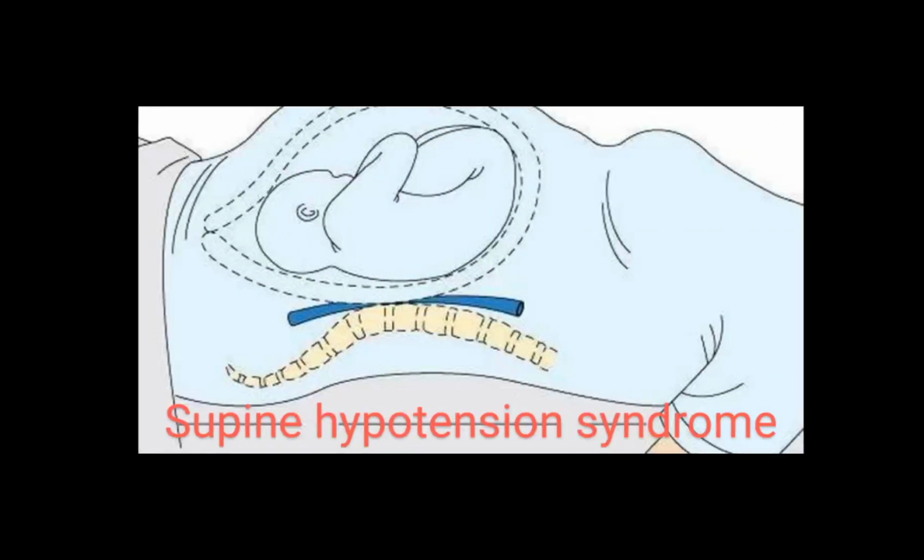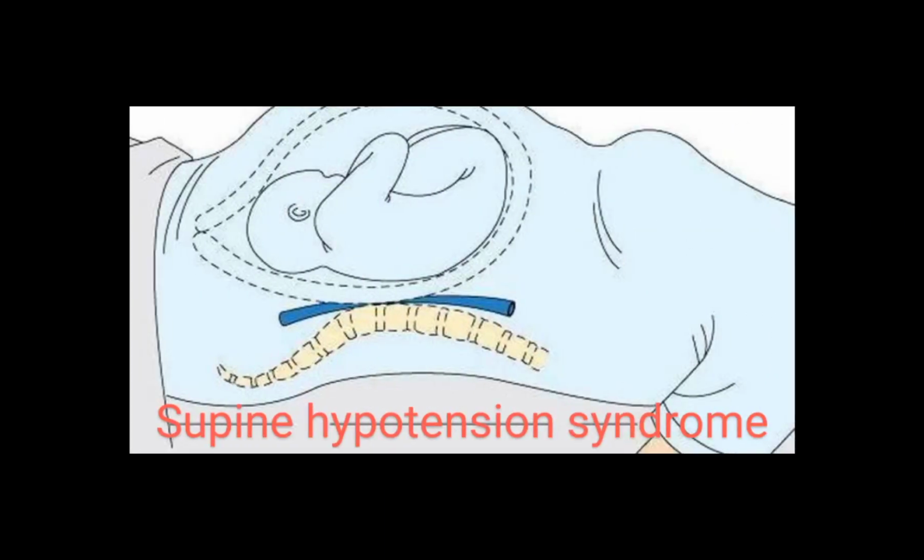Okay. Then this is the image of supine hypotension syndrome. In this image, we can see the pregnant lady is lying flat and straight on the bed. So her vena cava is compressed. And in this case, in the supine hypotension syndrome, that is in the supine position, the blood pressure will come down and it will hamper the circulation and the perfusion to the baby.